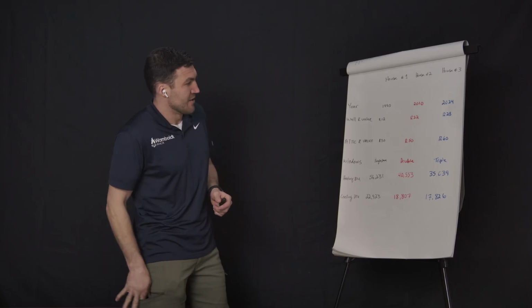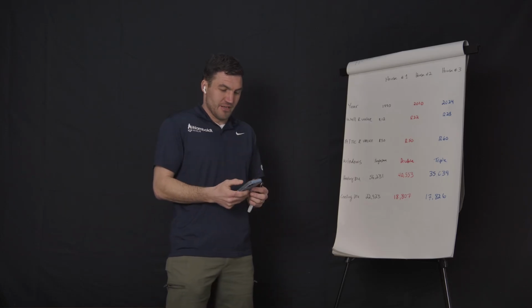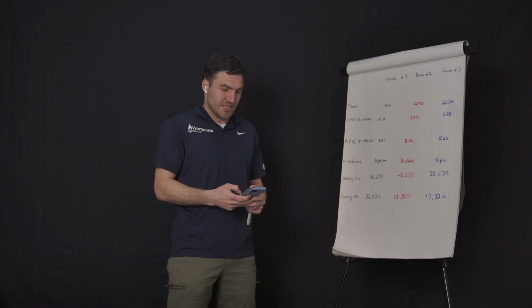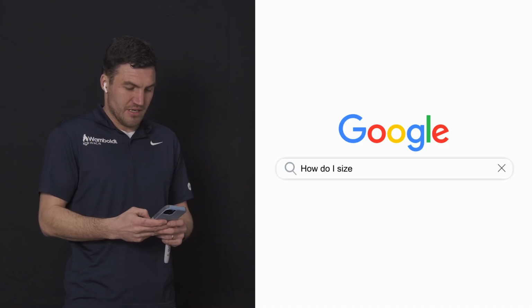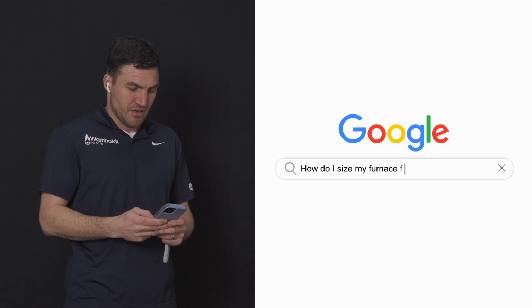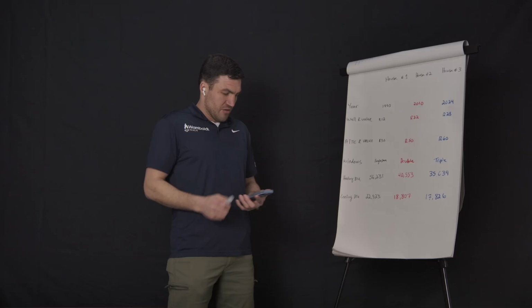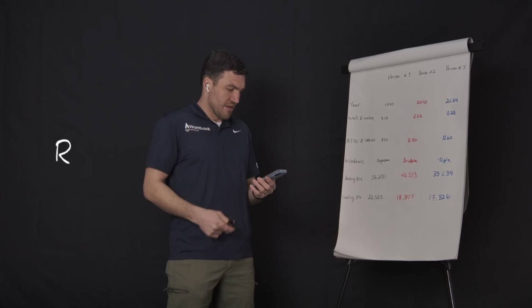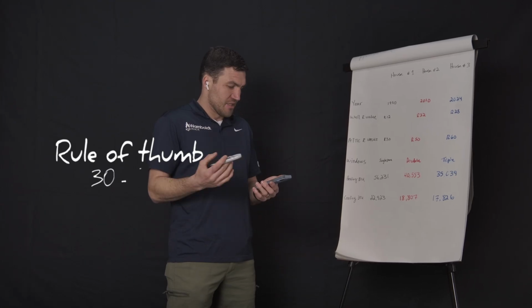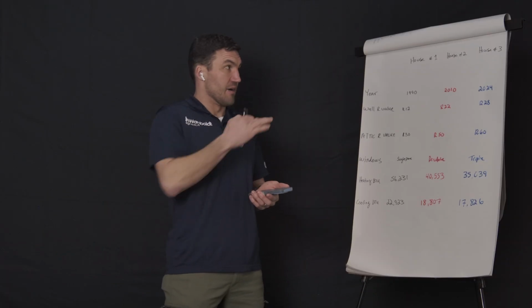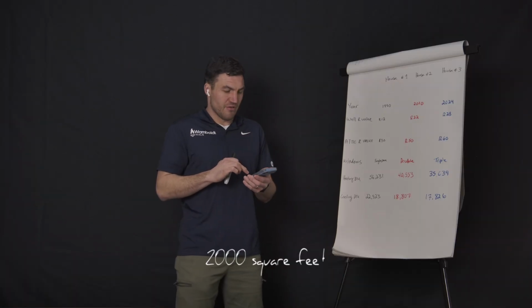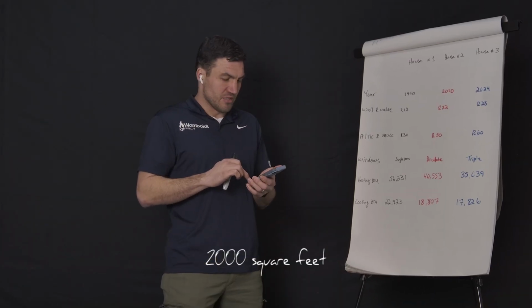So just for fun, I'm going to pull out my phone here and I am going to see if we have a rule of thumb on how to size heating equipment. So how do I size my furnace for my home? We have come up with a rule of thumb anywhere from 30 to 60 BTUs per square foot. So if we look at what I just put in on my drawings, it's about 2,000 square feet, give or take. So let's add those numbers in.